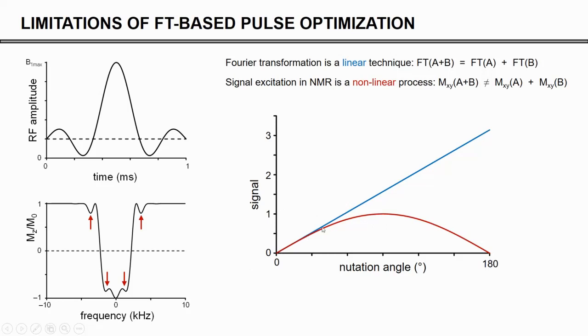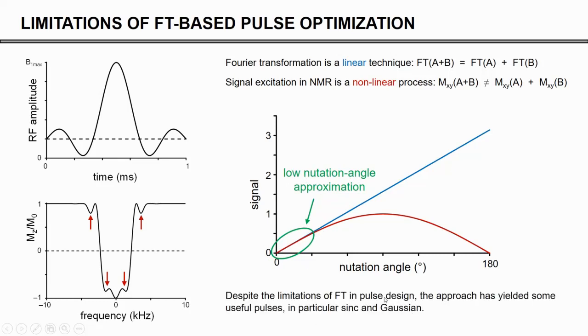With the Fourier transformation, it is linear. So you can see there's a big discrepancy for large flip angles, but for low flip angles, the lines are very, very close to each other. That is the so-called low nutation angle approximation, and Fourier transformation works quite well in this region. So Fourier transformation has been used in pulse design, and some of the pulses that we use today, like sinc and Gaussian, were designed by Fourier transformation and are still being used. But clearly, looking at this profile, we need better methods, right? This is not really acceptable for state-of-the-art slice selection.